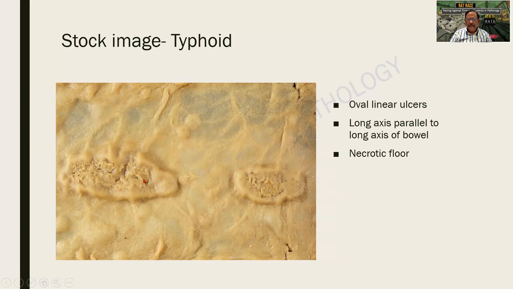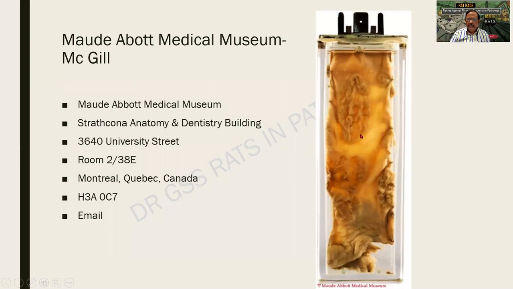And I find that the floor is what we see, base is what it rests upon. The floor is covered with necrotic debris. So necrotic floor, oval ulcers, long axis parallel to the long axis of the bowel. And this is a superb museum mounted specimen and this is the source of it, and of course it is from the net. All credits to these people. It is worth it. They require a standing ovation.